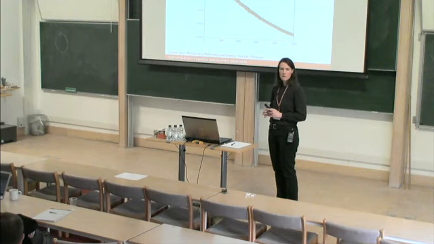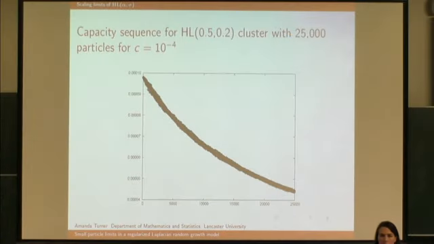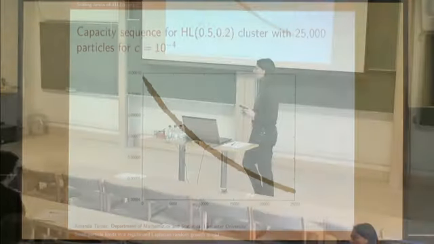Other question? Maybe I need something with heuristic for alpha equal to 1. You said that it corresponds to the Eden model.